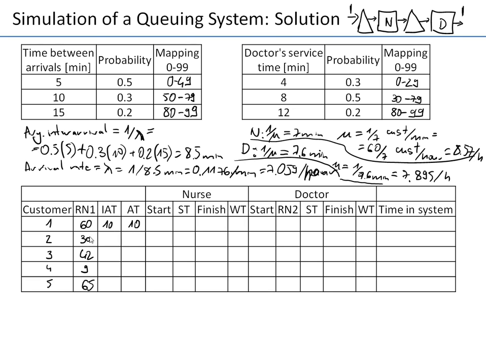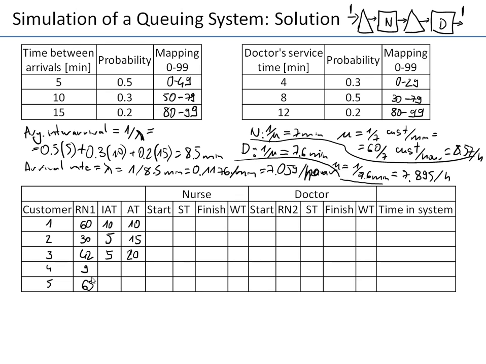Now what about the second customer? For this patient, the random number is 30. 30 maps to 5 minutes, so the inter-arrival time is 5, and that means this patient arrives 5 minutes after the previous one, who arrived at minute 10, so this one arrives at minute 15. So basically this column will be cumulative of this column. The next one, 42, is again 5 minutes, so minute 20.